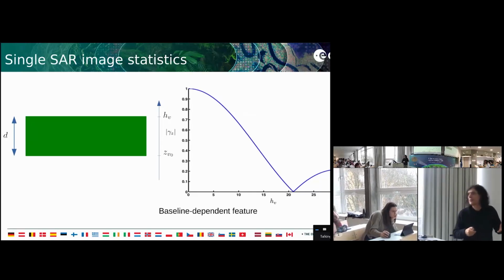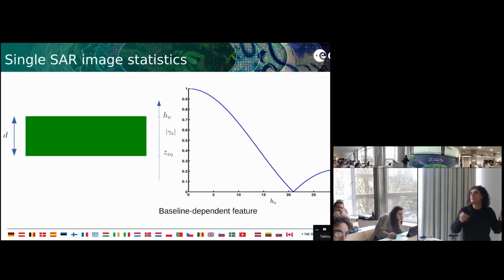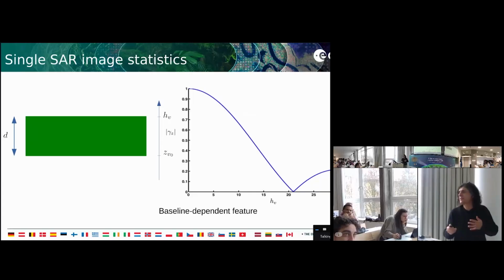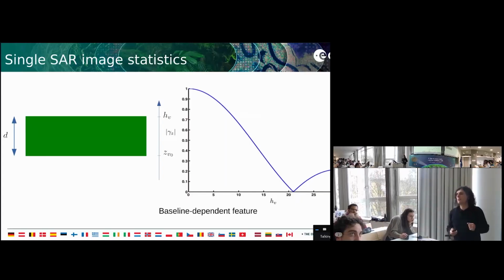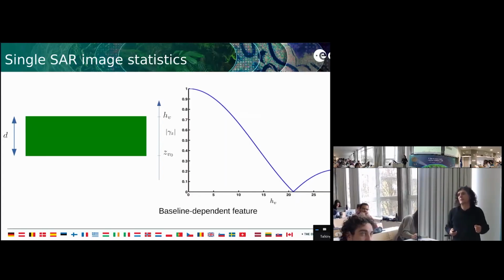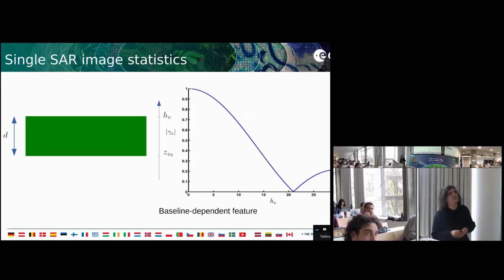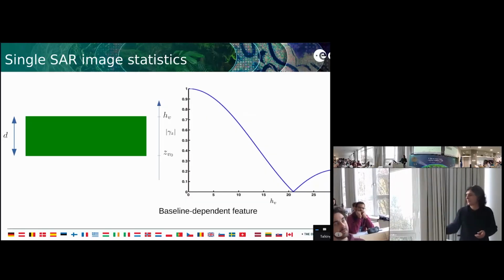This may sound really childish, really very simple, but this model is actually used. You will see Matteo, he will present PolInSAR. PolInSAR relies more or less on this. They use the sinc shape to get an idea of the height of the forest using SAR interferometry. So in practice, it works quite well.